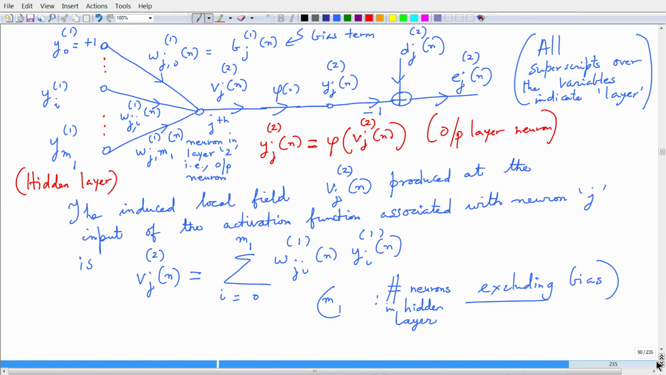Okay. Now we have these inputs in the hidden layer, they are basically the function signals, y 0 of 1 which is plus 1. So again, to note, our superscripts over all the variables, they indicate the layer number. So this is layer number, just to recall, and the subscript is basically coordinate number.